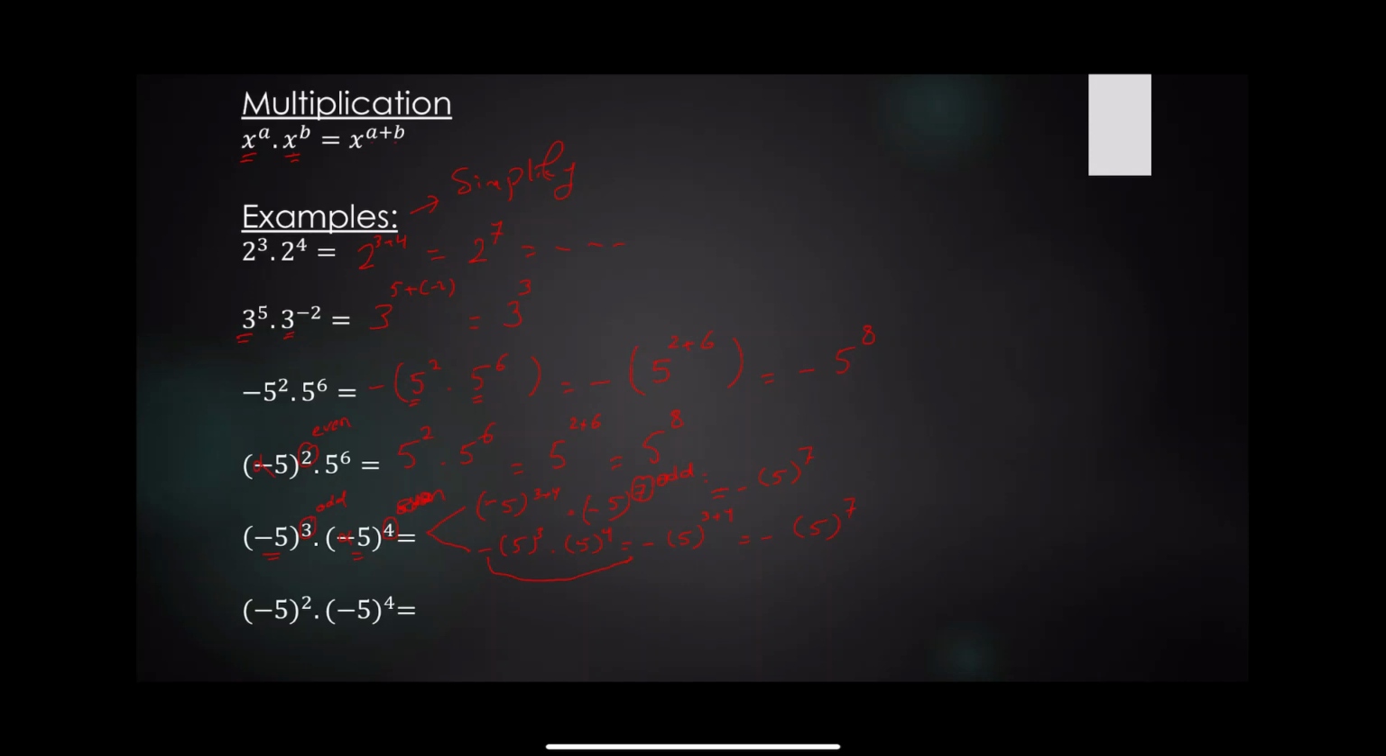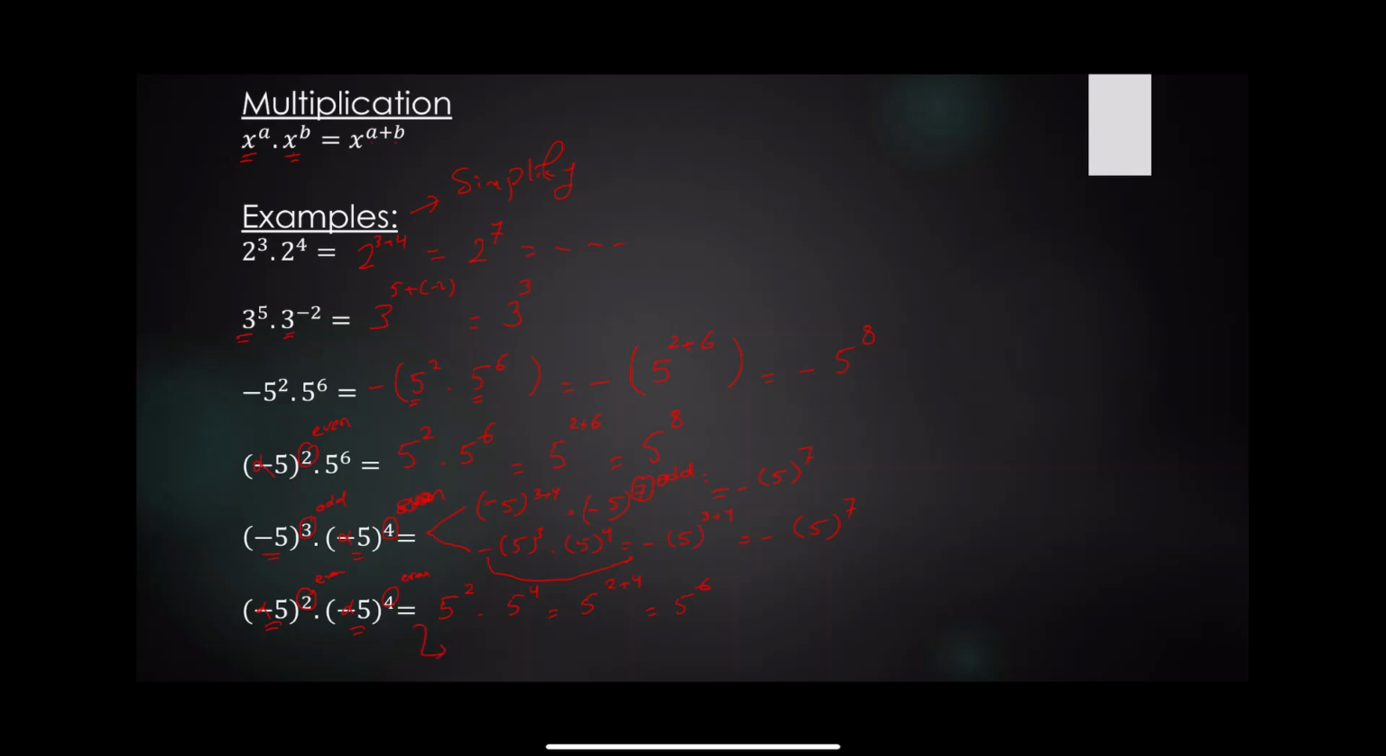Negative 5 to the power 2 and negative 5 to the power 4, and both bases are between two brackets. Remember, 2 is even and 4 is even as well. So cancel this and cancel this, so as if we have 5 to the power 2 times 5 to the power 4. The answer here is 5 to the power 2 plus 4, which is 5 to the power 6.